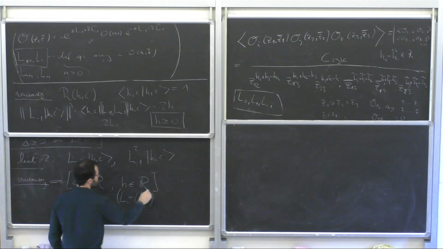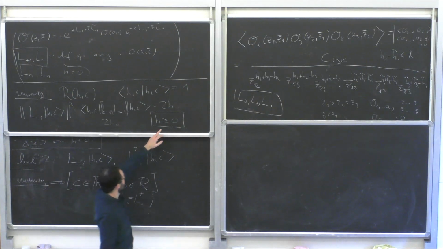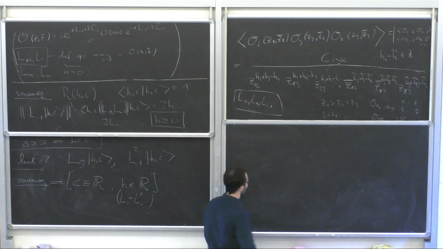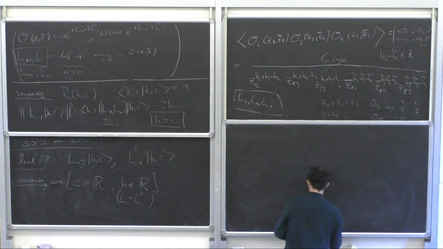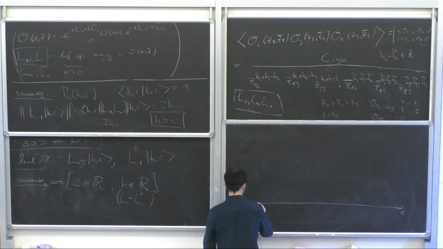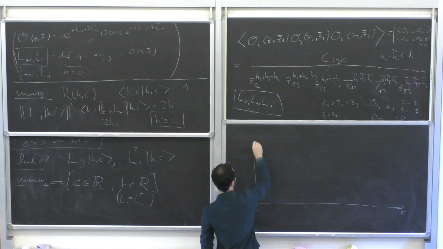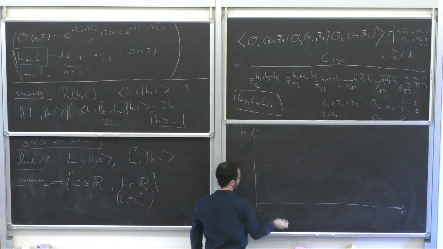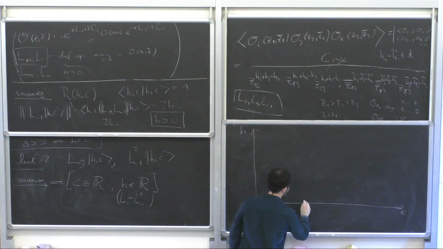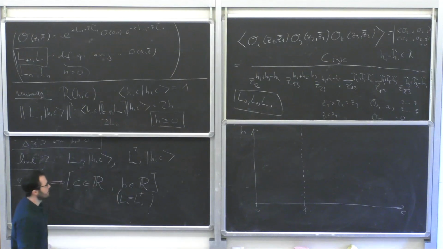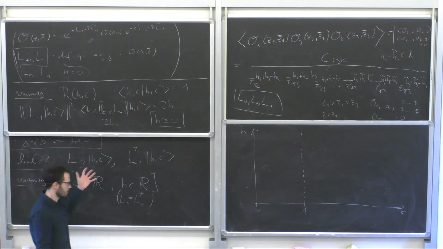So, C is real and H is real. From level 1, we know that H is non-negative. So let's draw the H and C plane. Okay, it turns out that C equal 1 is very special, and C equal 0 is also very special.